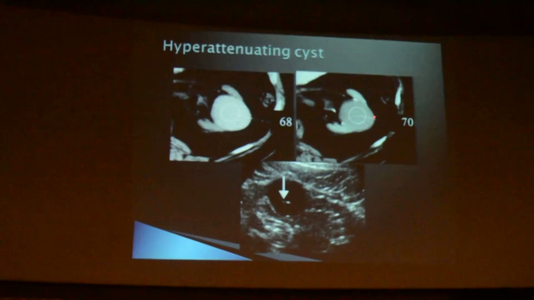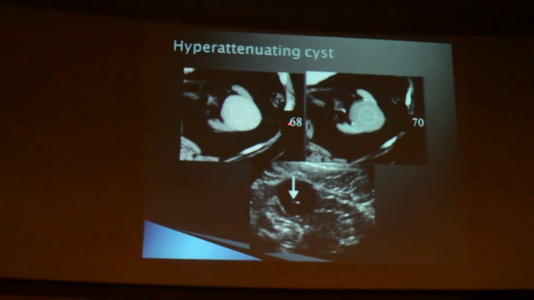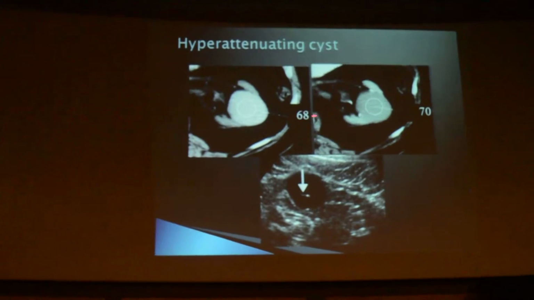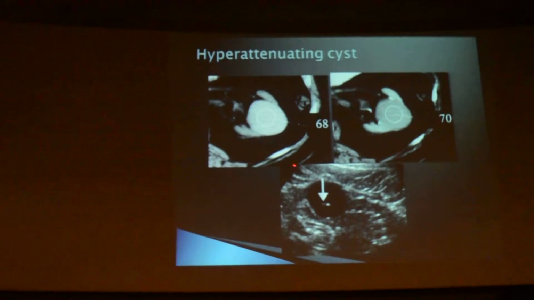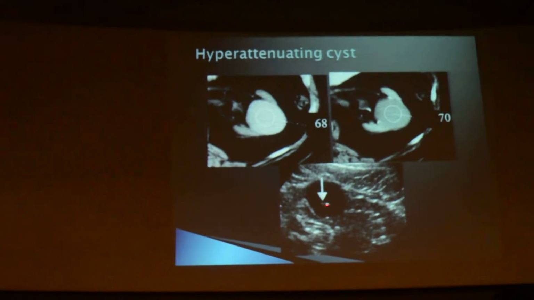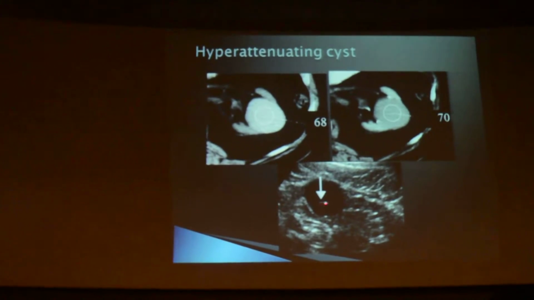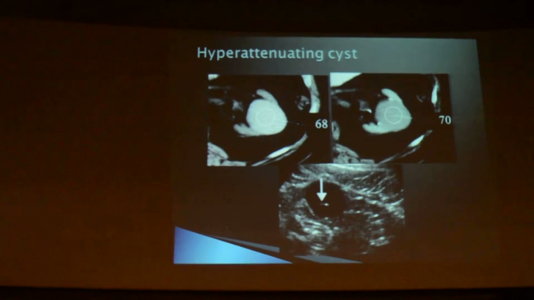This is a plain scan. This is a contrast, delayed scan. There is not much enhancement here, 68 and 70. And CT and ultrasound, the same thing taken up for ultrasound. This shows there is a septum with a calcification within the septum, this is a type 2 cyst.